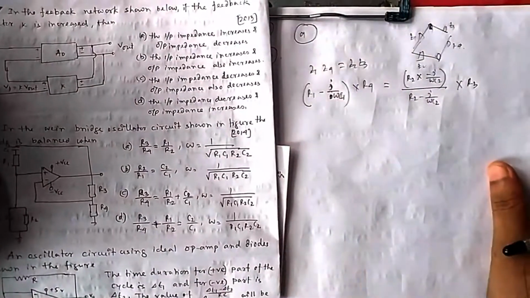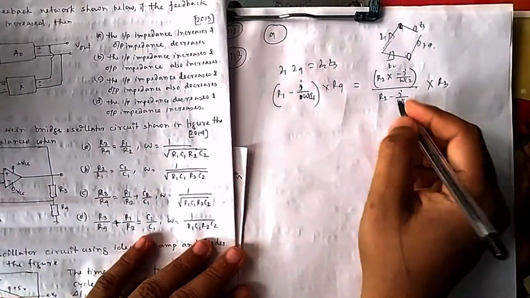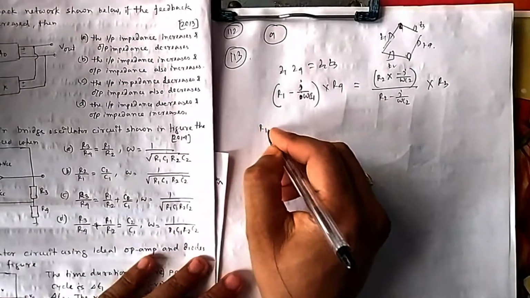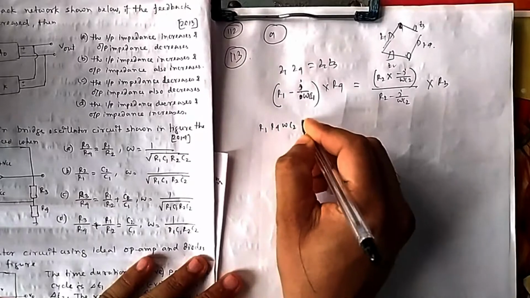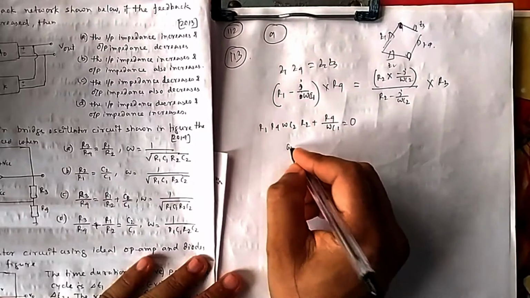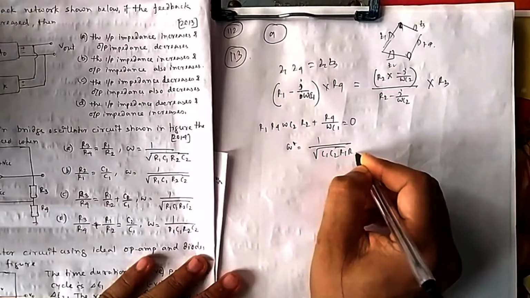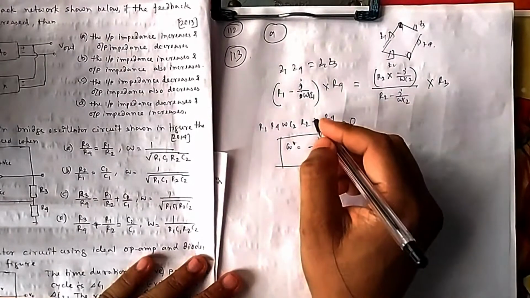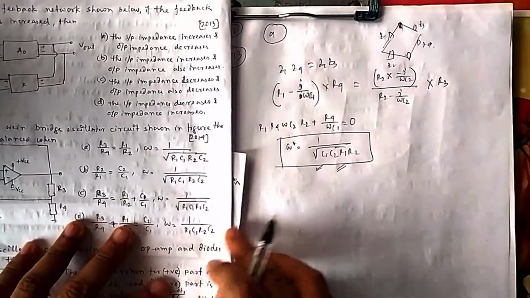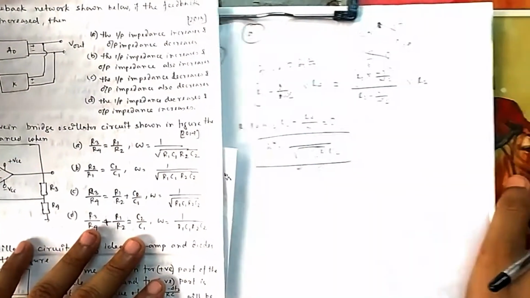If you do this, you can separate the real and imaginary parts. I'm not doing it; you separate the real part and the imaginary part, that is the j part. If you do this, you will find one equation of this fashion. I'm directly writing the expressions. Once you do this, you will find omega square equal to, or omega equal to, 1 over root of C1 C2 R1 R2. Something minus will be there, so you will find omega equal to this. In all options this is the same: C1, C2, R1, R2. So omega will not make any change.